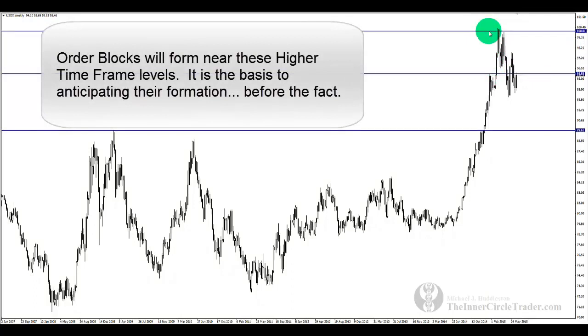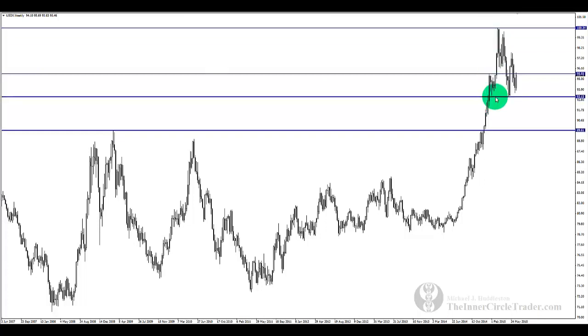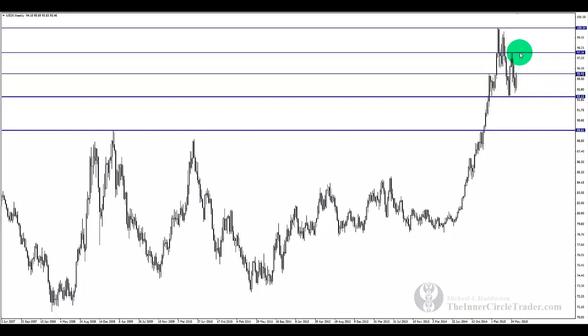a broad brush idea of where the institutions are, because that's who pushes price around on a grand scale, not minor little fluctuations. But when we see price trading like this at this low right here, and we've created a high here, what will happen is we'll have all of the intermediate term price swings noted on a higher time frame weekly chart.